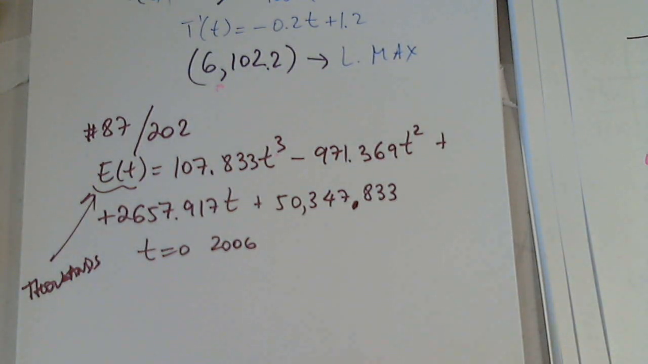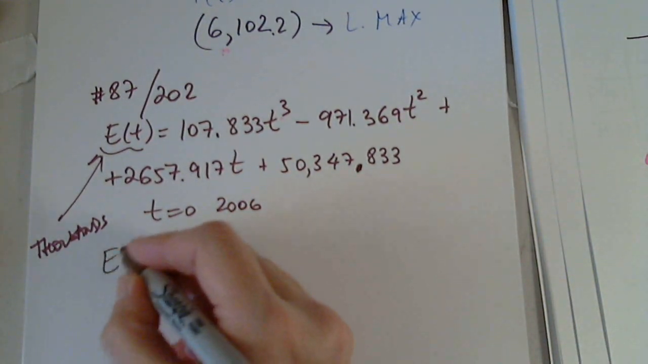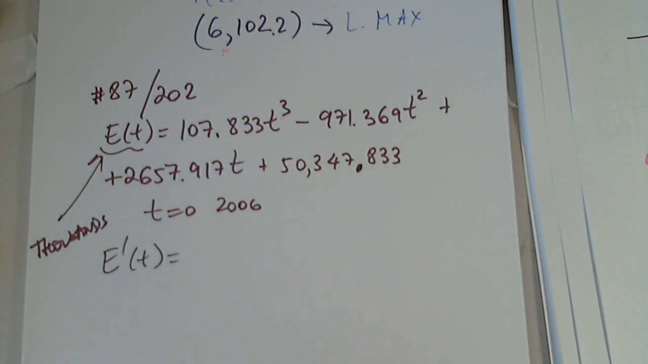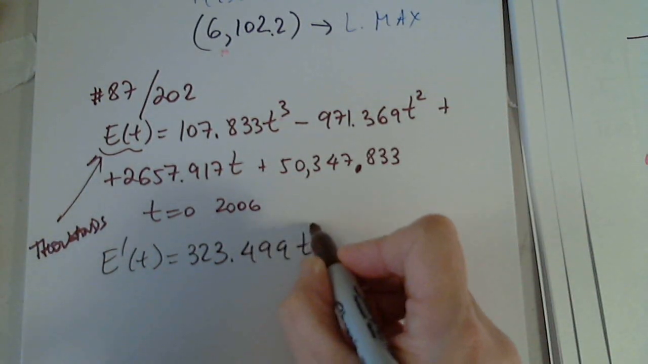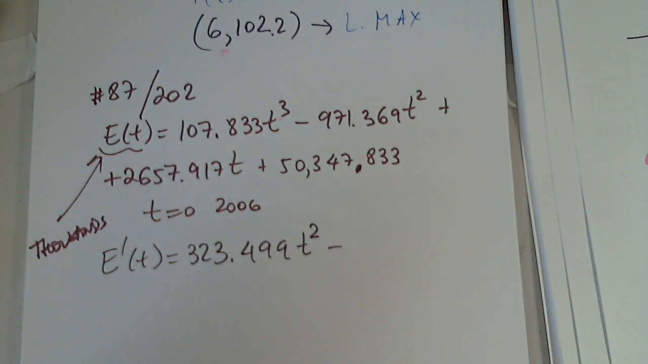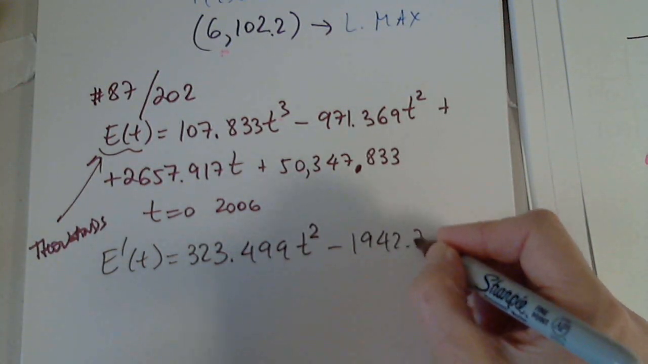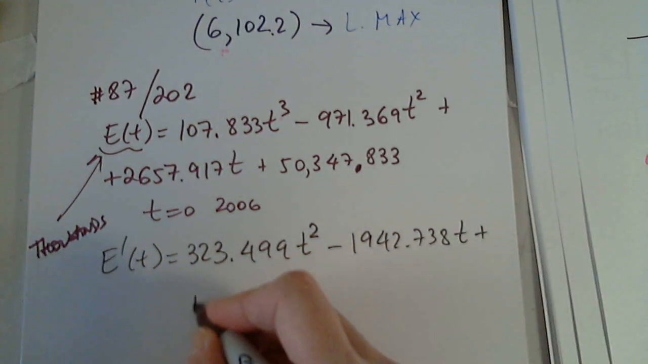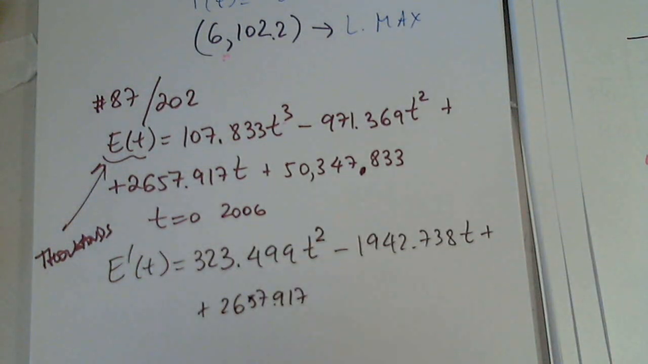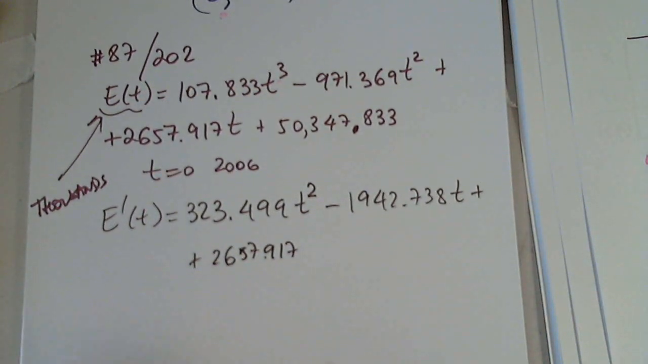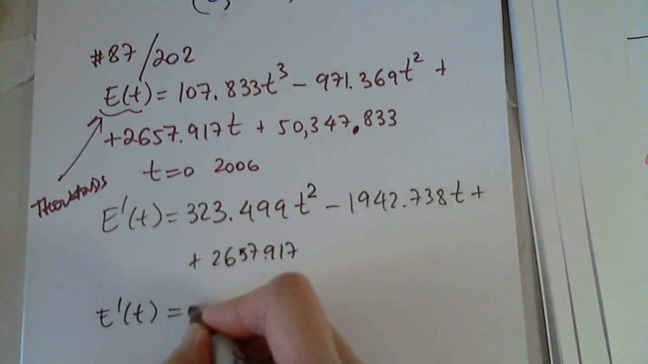So I have to determine E prime of t, and that's going to be 107.833 multiplied by 3. As you see, I'm a little lazy. 323.499 t squared minus 971.369 multiplied by 2, 1942.738 t, and then plus 2657.917. Good. I will have to find the roots of this.